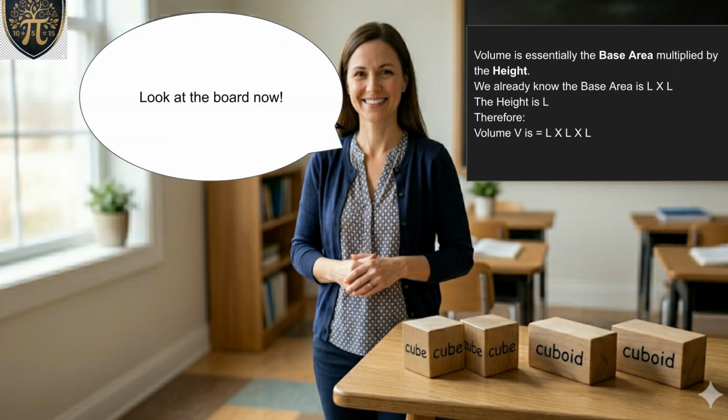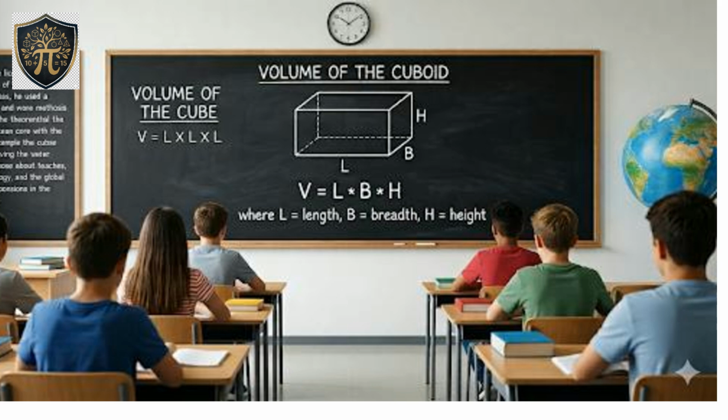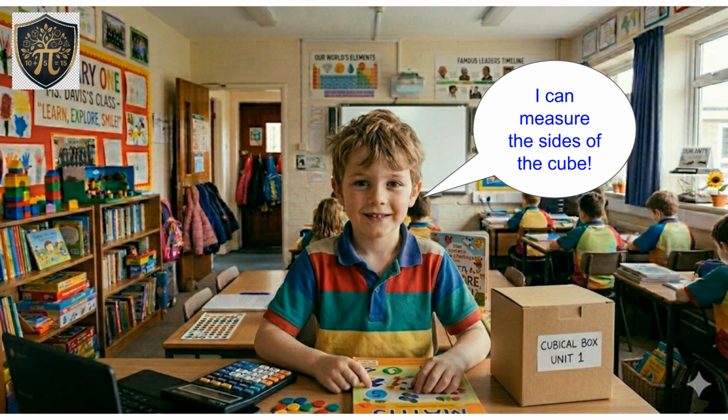Look at the board now. Volume is the base area multiplied by the height. For a cube, volume V equals L times L times L. Now let's look at the cuboid. A cuboid has different dimensions: length, breadth, and height. Volume V for a cuboid is calculated as length times breadth times height, or V equals L times B times H.